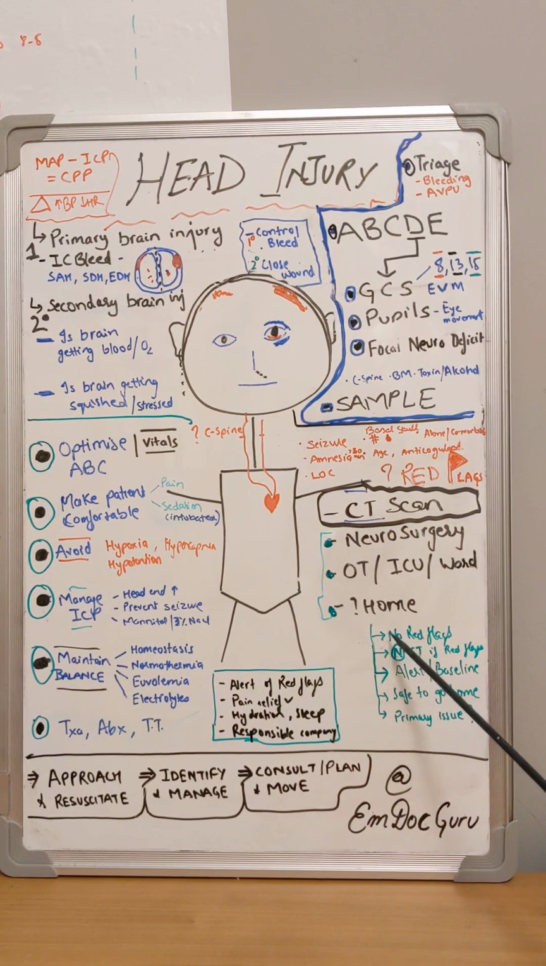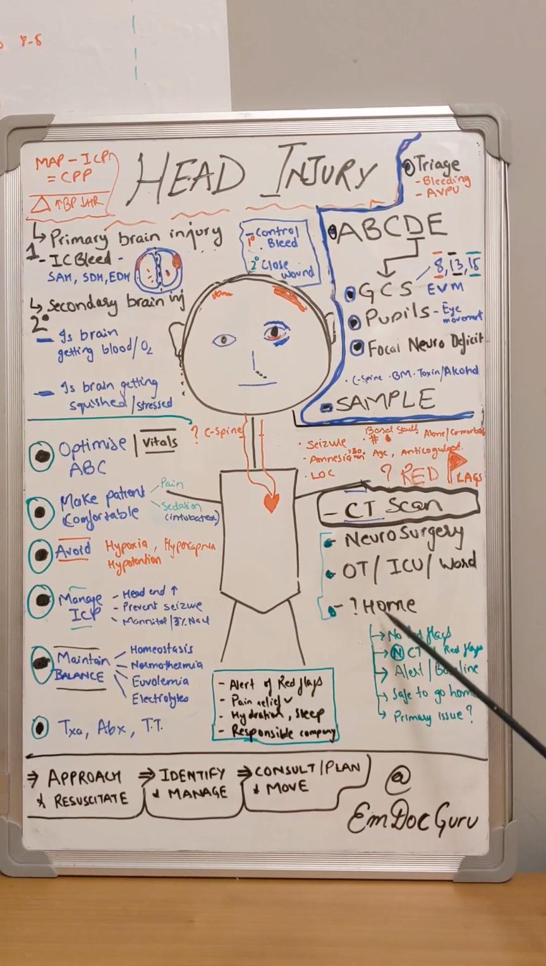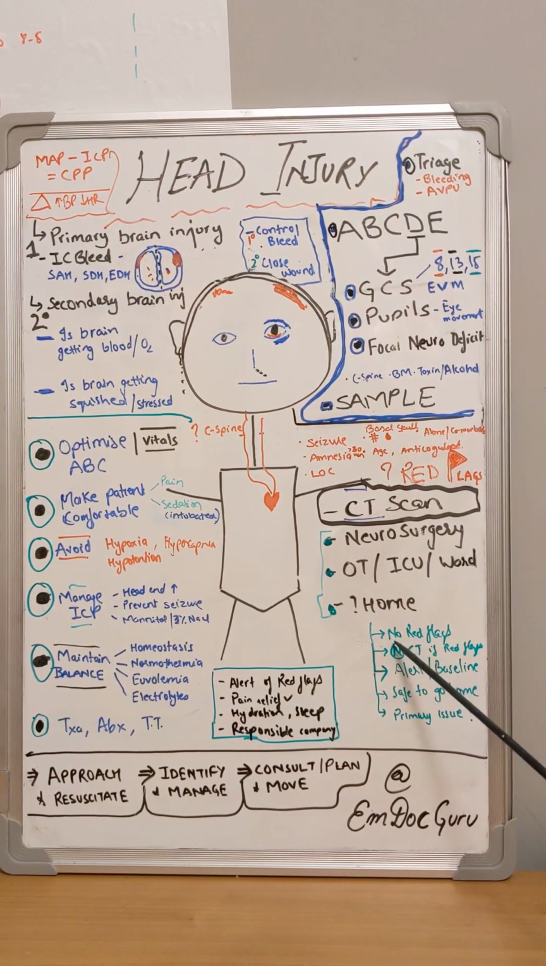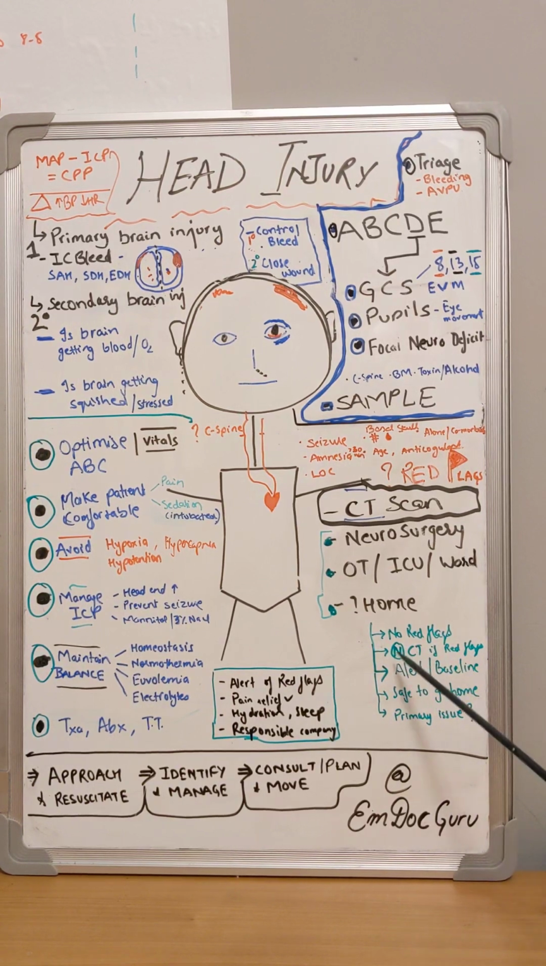So you may think, now I could send him home. If you are ever thinking of sending someone home, these are things that you should consider, so that there are no red flags. If there are any red flags, the patient should have a normal CT reported. Then they should be alert or at their functional baseline.